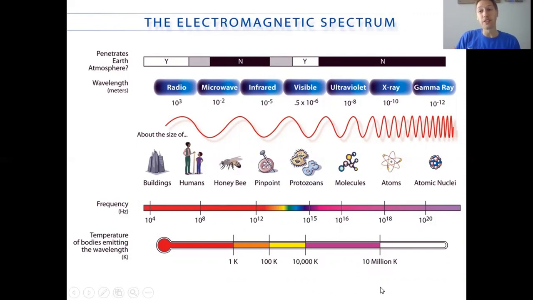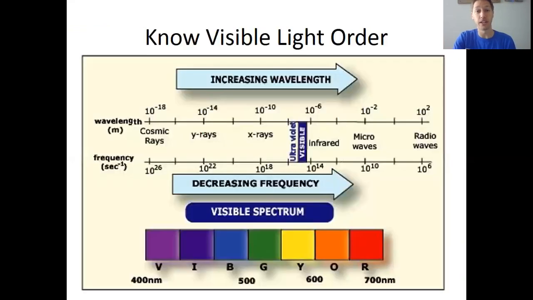Everything glows based off their temperature, all right? The hotter you are, the higher energy photons you give off. So for humans, based off our temperature, our highest energy is infrared. We glow infrared.